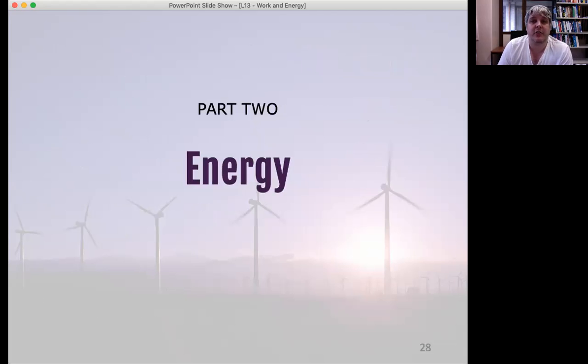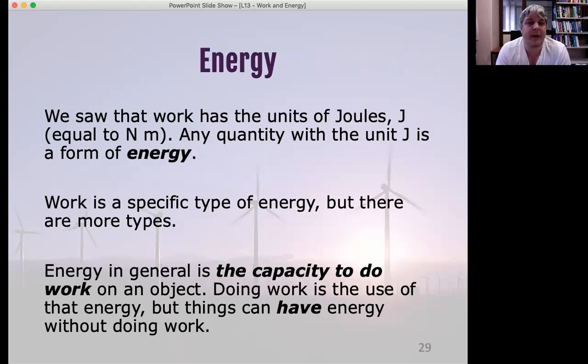Next part is energy. So we've talked about work. Now let's talk about energy. Work has the units of joules. As we saw, any quantity with the unit joules is an energy. It's a form of energy. Work is one type of energy. Specifically, it's talking about transferring the energy. It's taking energy and applying it to another object. But there are other types of energy.